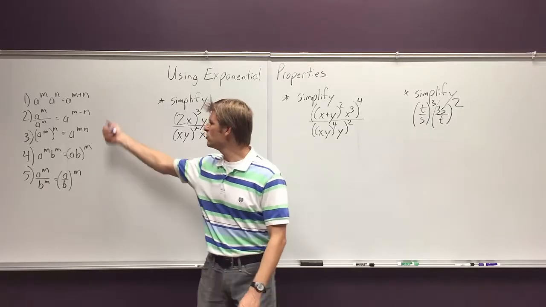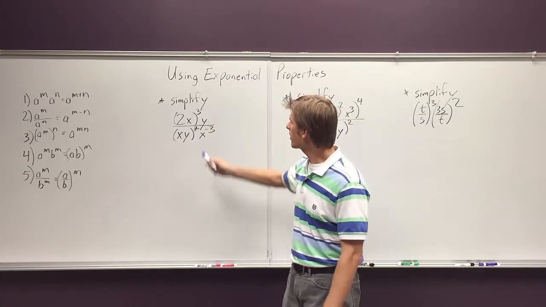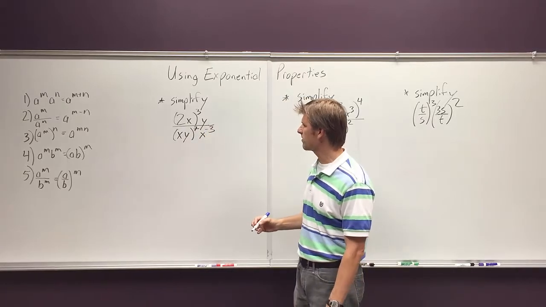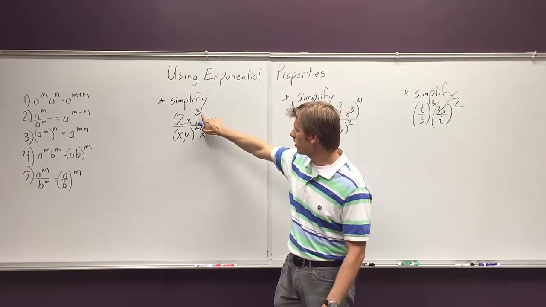Let's talk about how to use the 5 exponent properties to solve these 3 problems. Okay, we're supposed to simplify this problem. Notice we've got all sorts of exponents there. This one, this one, this one. Well, what are we going to do?